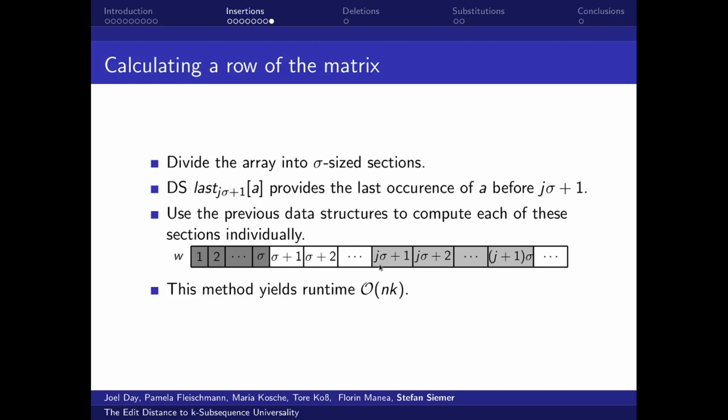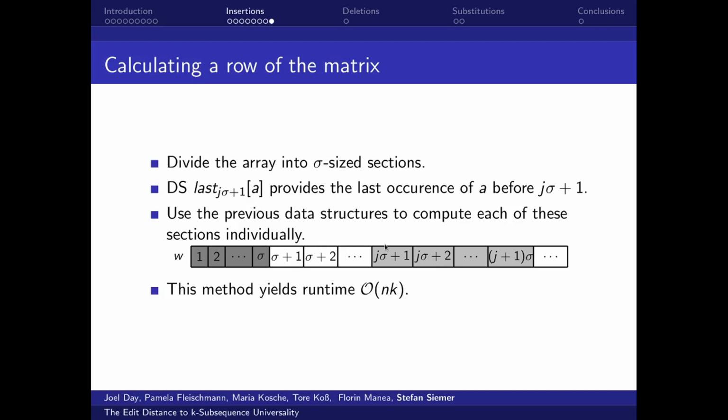Yeah, so we will chunk our word into n divided by sigma chunks of size sigma, and for each of these chunks we will use the previous data structure to calculate all of its positions. So we initialize this, let's say this j sigma plus 1 position. We will initialize our data structure from the previous slide by using all of these last occurrences before this position. And we initialize this with these positions.